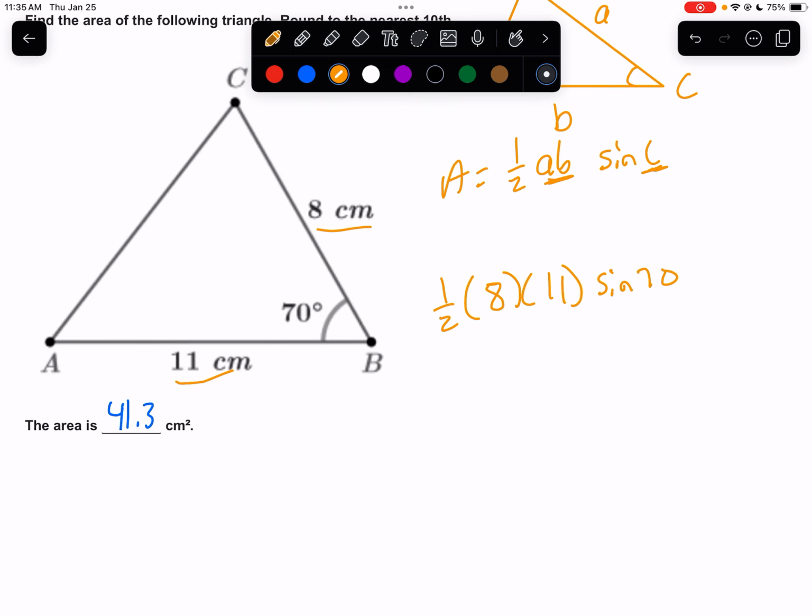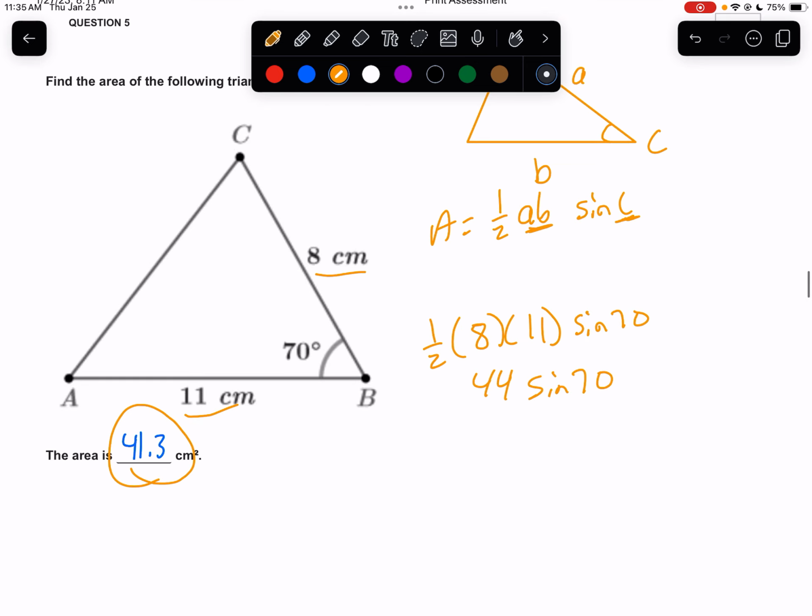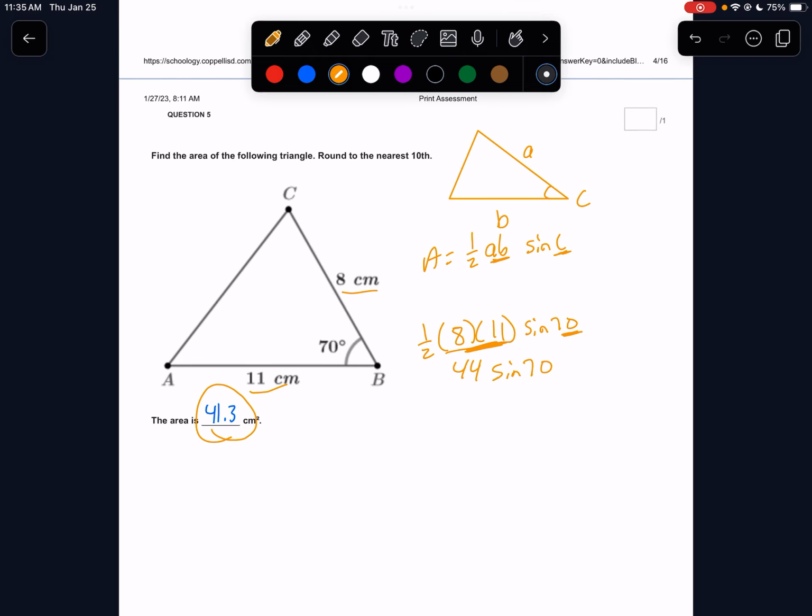If this was non-calculator, you could do 1/2 of 8 is 4. That'd be 44 sine 70. But you type that in, 44 sine 70, and I get 41.34. So rounding it to the nearest tenth, that'd be 41.3. Does it matter what order you put the 8 and 11? Nope. Does it matter where you put the 70? Yep, it better be after the sine.